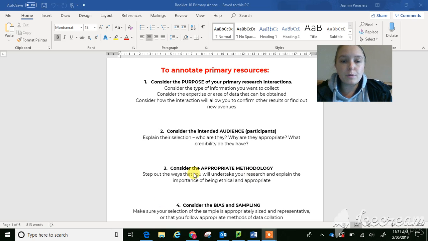So first one is the purpose of your primary research. What do you want to get, or what did you want to get from them? Were you going for, as it says, expertise, personal experience? Were you trying to confirm something? What was the actual purpose? And high-level responses will tell us that you really get the point of that interaction.